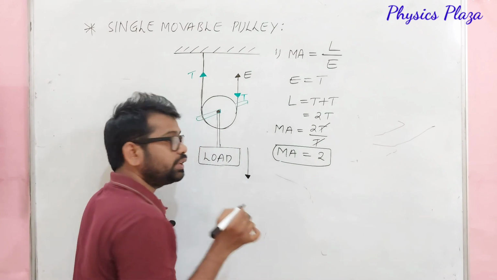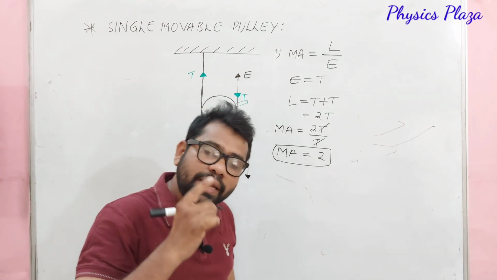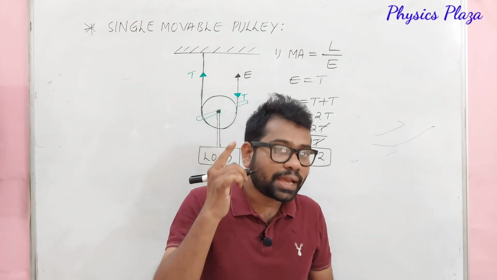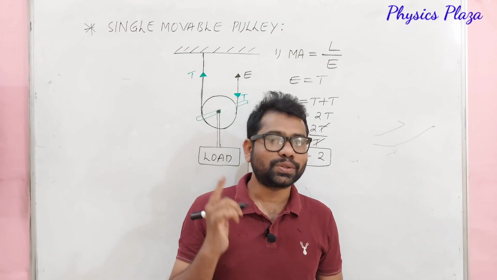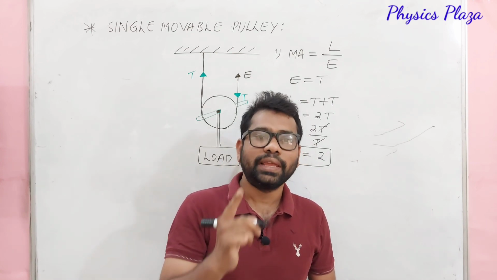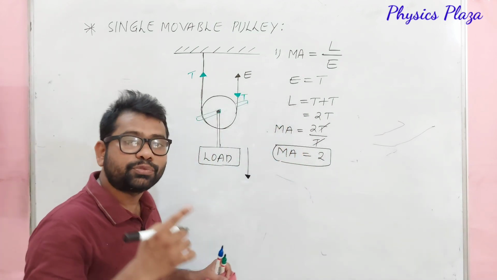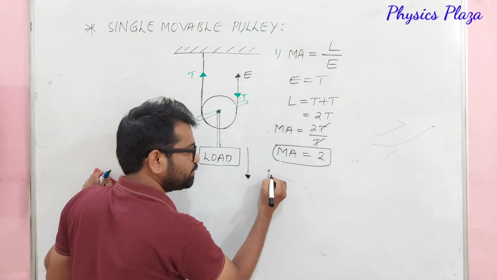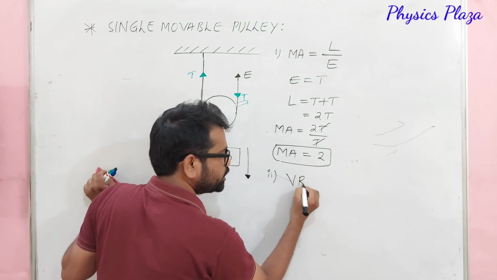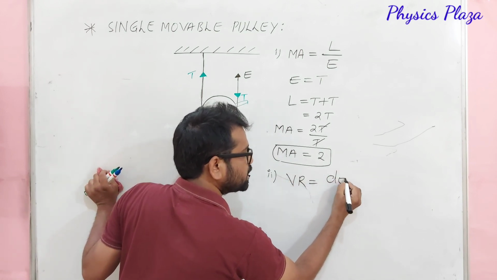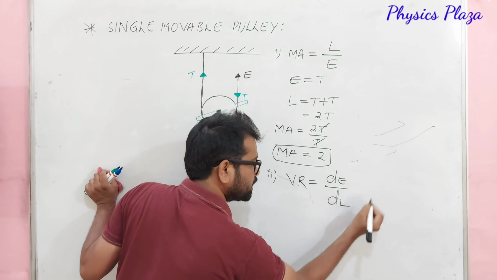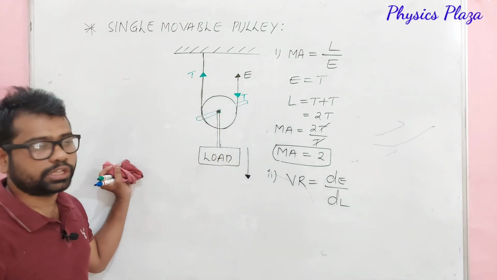Children, we already discussed that if mechanical advantage is greater than 1, it acts like a force multiplier. So, a single movable pulley acts like a force multiplier. It's very, very important. Now, let us calculate its velocity ratio. Children, what is the velocity ratio formula? Velocity ratio is equal to effort displacement by load displacement.